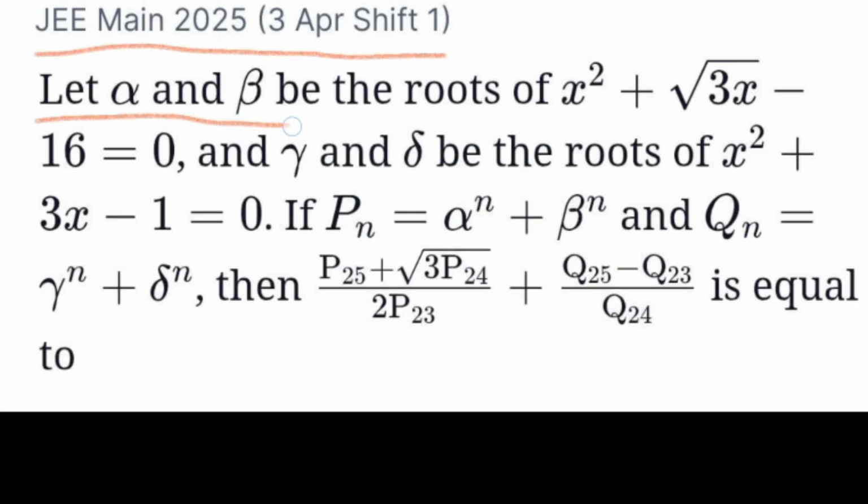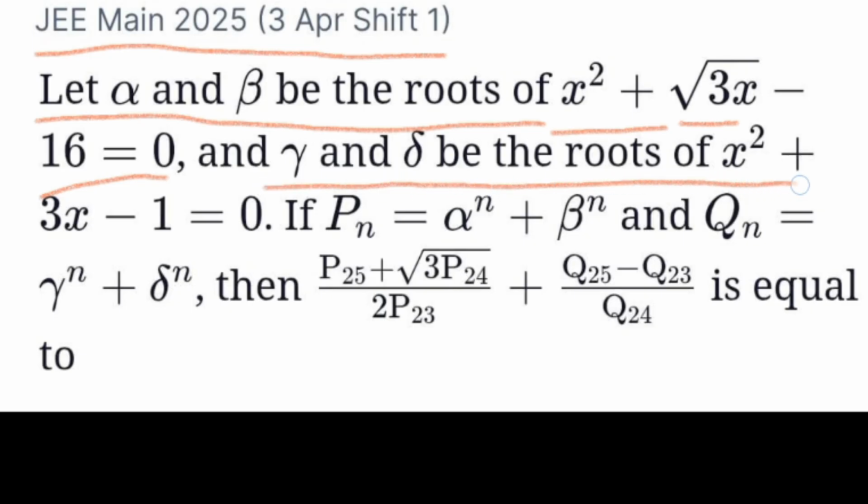Let alpha, beta be the roots of x square plus root 3x minus 16 is equal to 0, and gamma and delta are the roots of x square plus root 3x minus 1 is equal to 0. Pn is equal to alpha power n plus beta power n, and Qn is equal to gamma power n plus delta power n. Now P25 plus root 3 P24 by 2 P23 plus Q25 minus Q23 by Q24 is equal to?